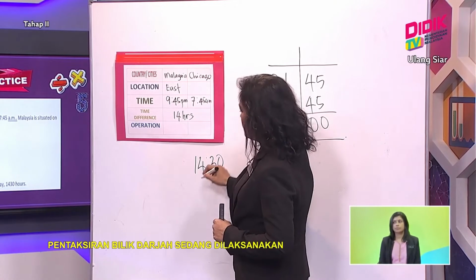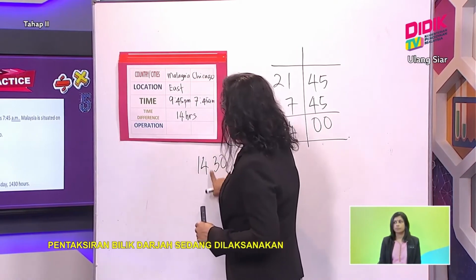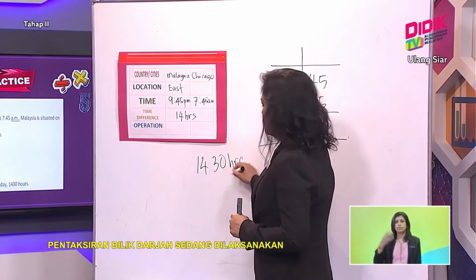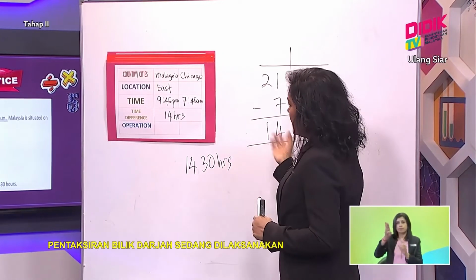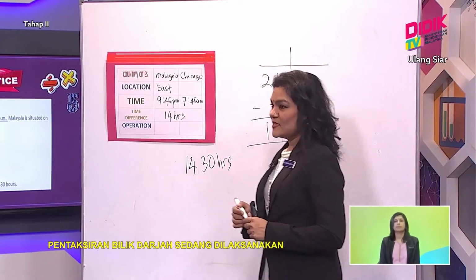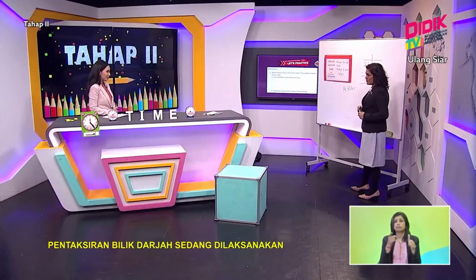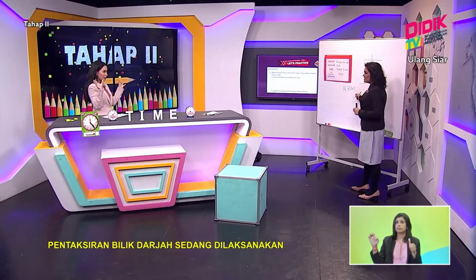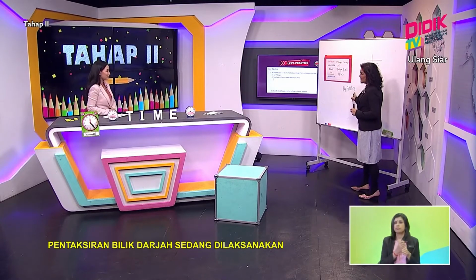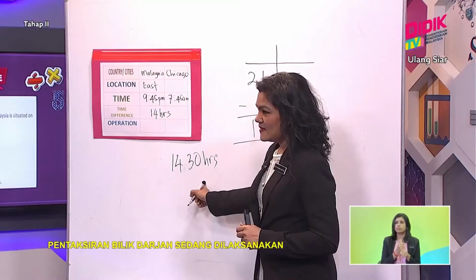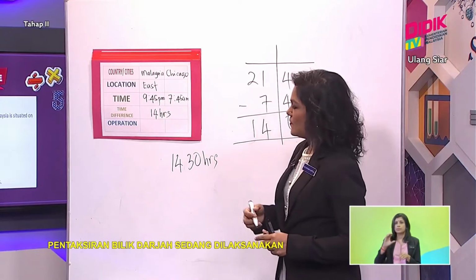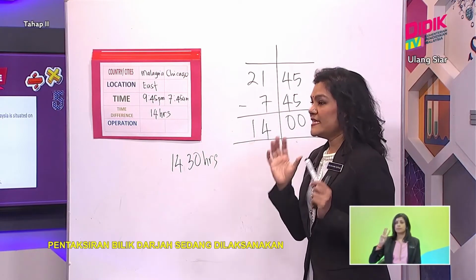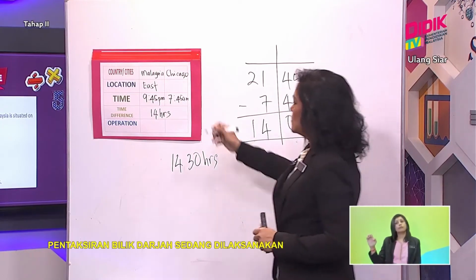14:30. It's 14:30 hours, so that means it's the 24-hour system. Now we know the two things we should know before we find the time: east or west, the location. Chicago is on the west of Malaysia. We are going to find the time of the seeking country, Malaysia, so it is in the east.